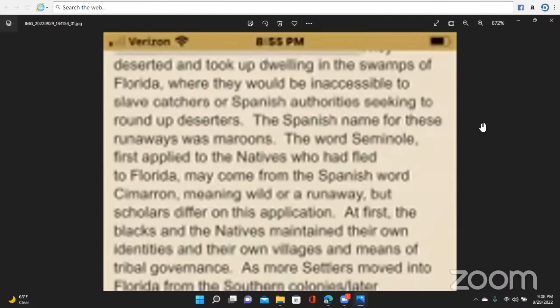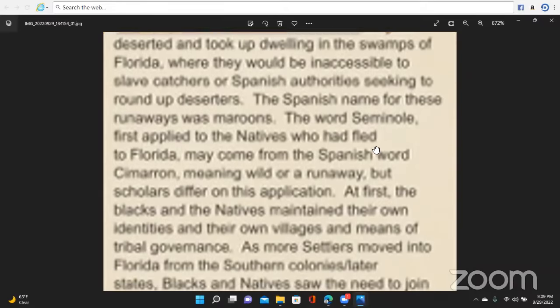Okay, deserted and took up dwelling in the swamps of Florida where they would be inaccessible to slave catchers or Spanish authorities seeking to round up deserters. This page is still out of order, but we already read both sides of this page. The Spanish name for these runaways was Maroons. Now watch this. First applied to the natives who had fled to Florida, it may come from the Spanish word cimarron, meaning wild or runaway, but scholars differ on this application.